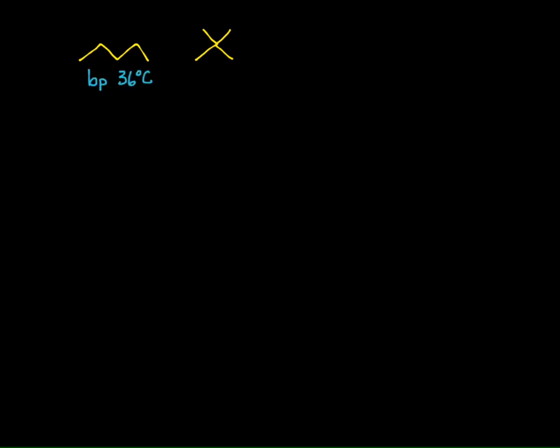So pentane has a boiling point of 36 degrees. Neopentane has a boiling point of 9.5 degrees. What's the difference between the two? We see that they're both isomers. They have the same number of carbons in them.